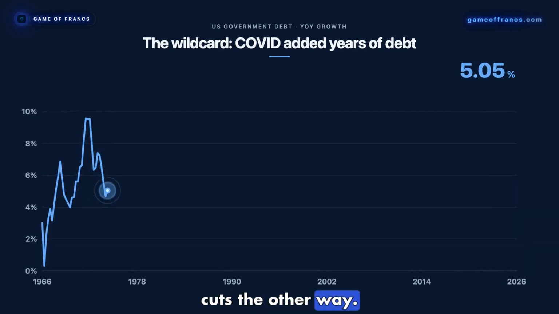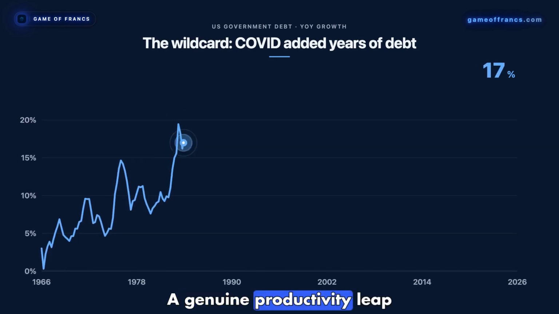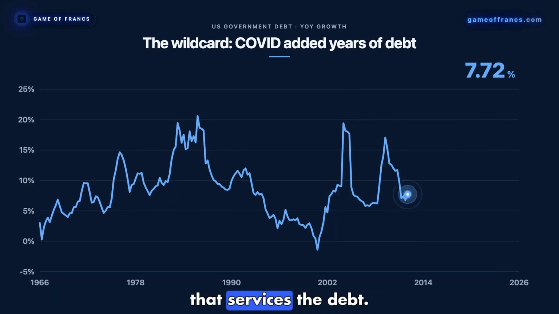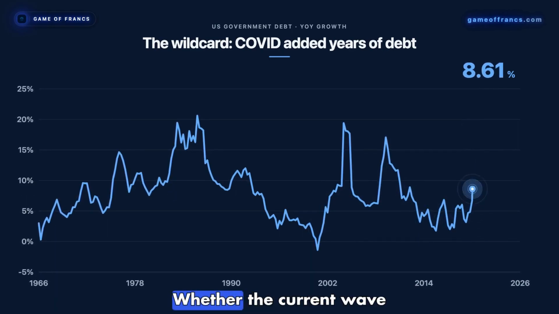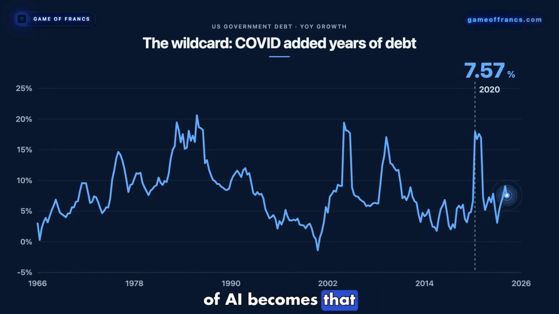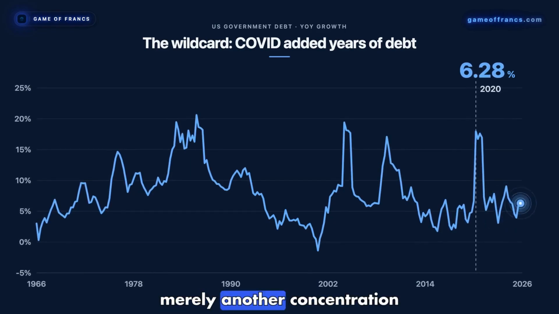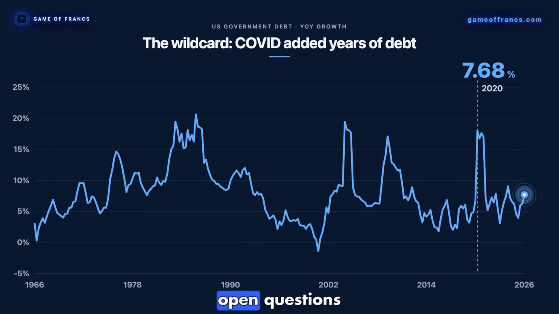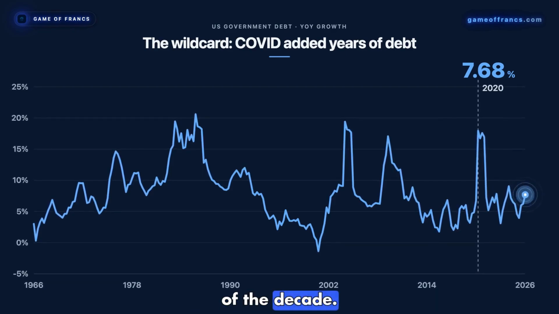Technology cuts the other way. A genuine productivity leap can extend a cycle by lifting the growth rate that services the debt. Whether the current wave of AI becomes that kind of extension or merely another concentration of wealth is one of the genuinely open questions of the decade.